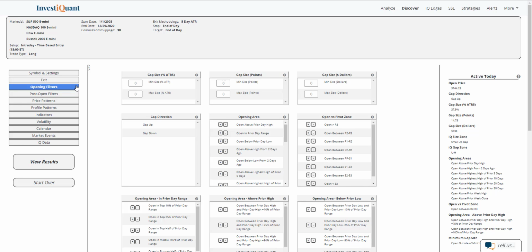Now, for the opening filters to describe this pattern, I'm going to say open above prior day high. That is the opening area here, top option. So I hit equals next to that and added it to the test.